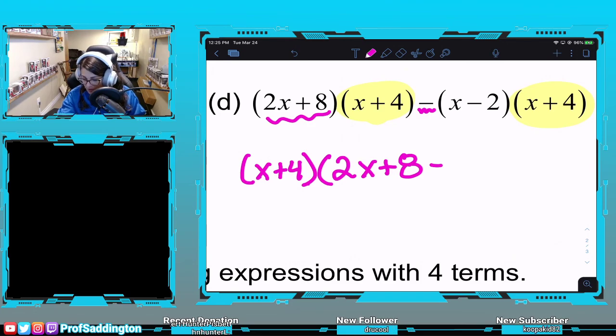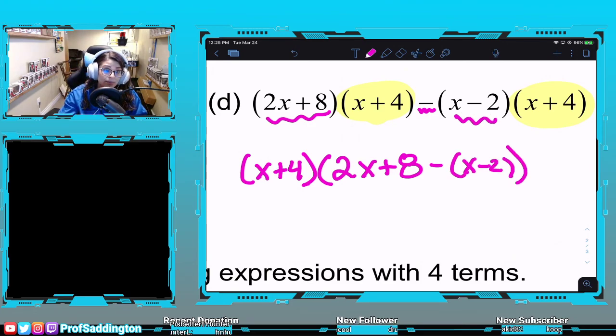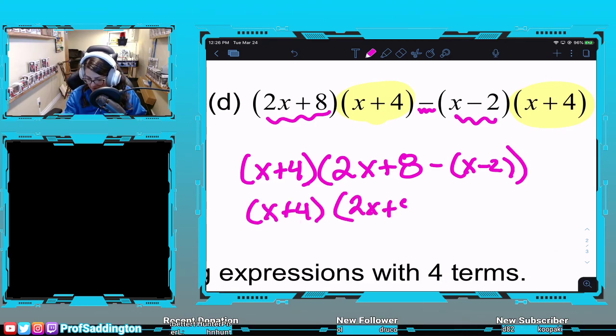But if I'm subtracting off an entire term, I need parentheses there because I'm subtracting off both pieces, not just one of those pieces. So here when we go to simplify, there's a little bit more work that needs to be done. So my x plus 4 comes down, 2x plus 8 hasn't had anything happen to it yet, but that subtraction needs to be distributed. So I really have minus x and then minus minus plus 2.